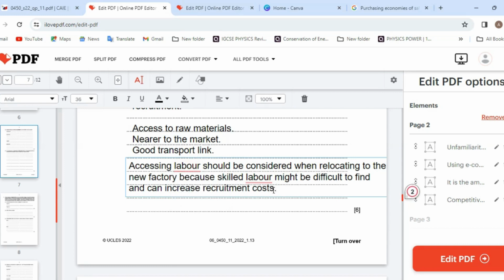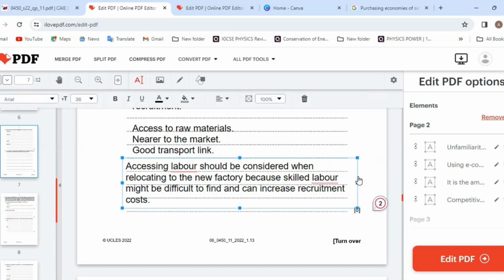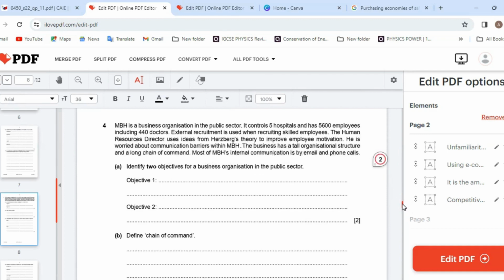That is your first point of accessing labor. And also, factory machines can replace some labor, which can reduce the importance of labor in the location decision. Okay, let's leave it like this and move to the next question.